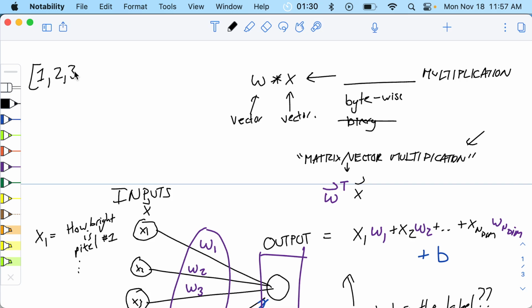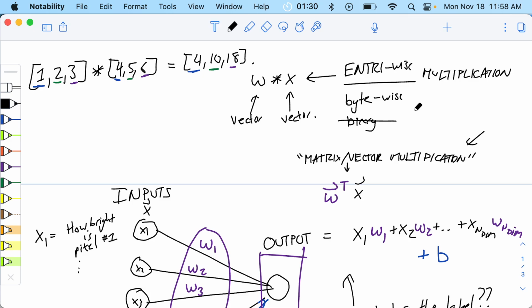If you have 1, 2, 3 and you multiply it by 4, 5, 6, the output will be 4, 10, 18. What is it doing? Yes, it's just doing entry-wise multiplication. It outputs a vector: it takes 1 times 4 and gives you 4, 2 times 5 and gives you 10, 3 times 6 and gives you 18. Entry-wise multiplication might be the same as bytewise, depending on what byte means.